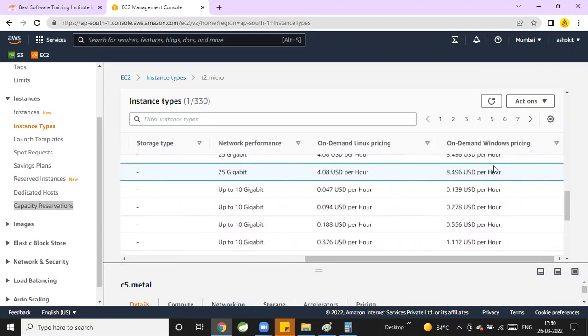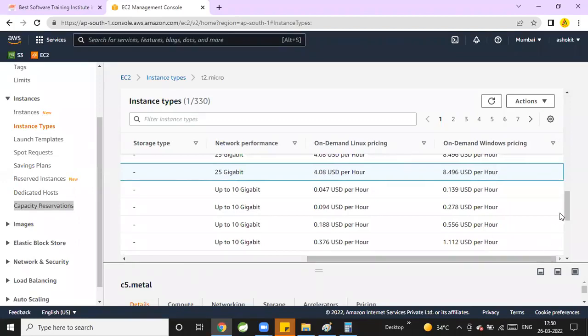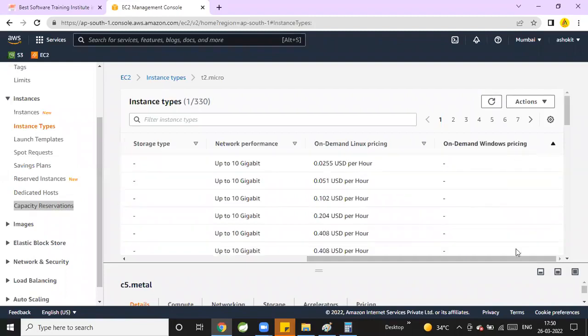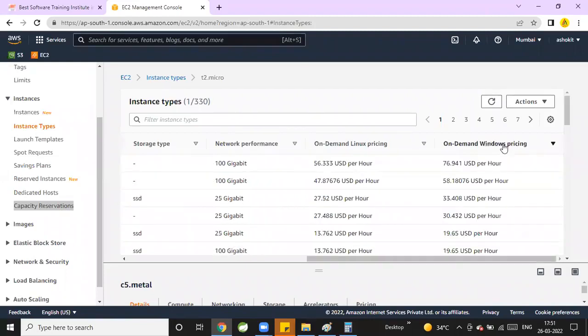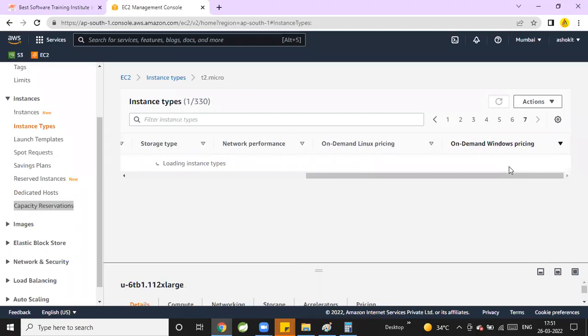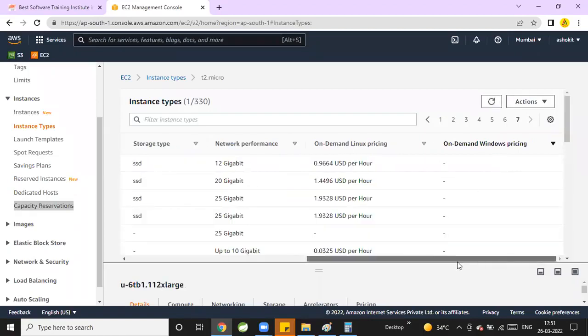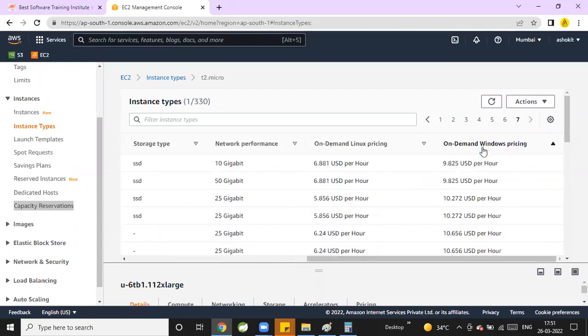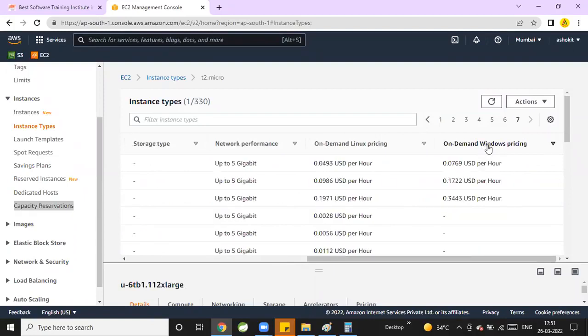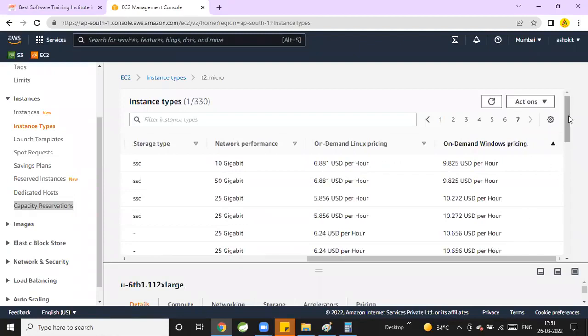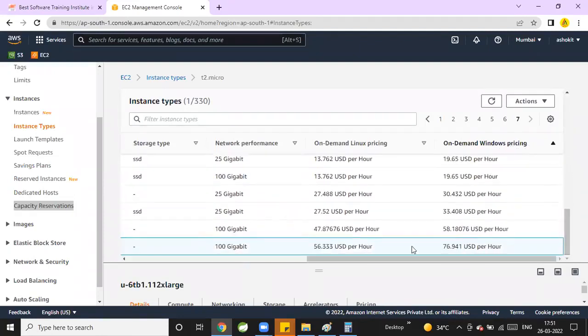If you go for Windows, $8.4 per hour. You can sort the instances based on the pricing. Oh my God. Guys, can you see how much price they are charging per hour? Can you see an instance which is having $76 per hour? I have seen one instance which has the price of $76 per hour.